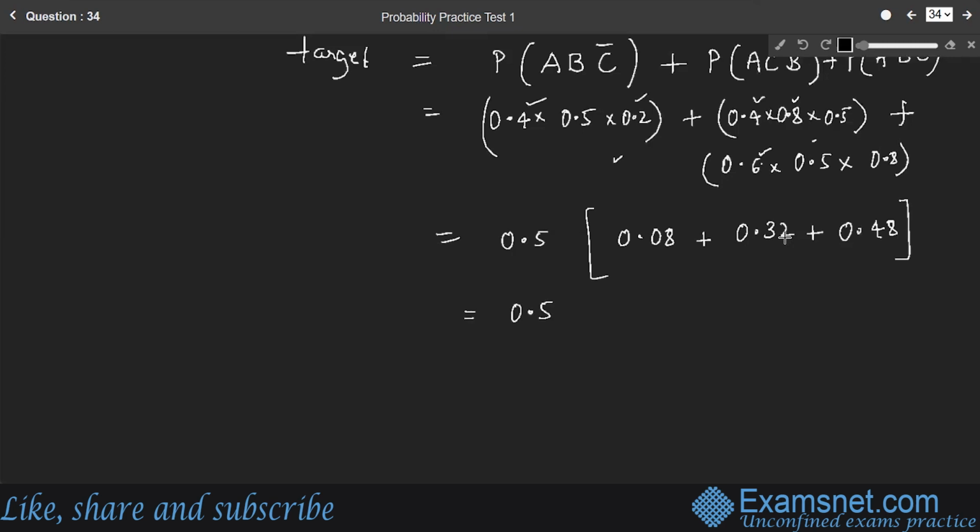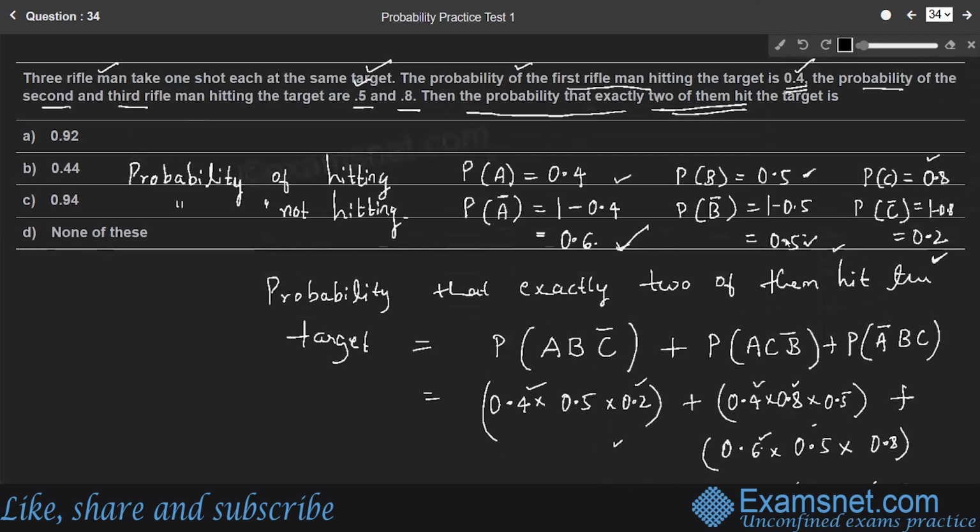Therefore, 0.5 into the sum of these. So 8 plus 2, 10 plus 8, 18. Then 3 plus 1, 4 plus 4, 8. So 0.88 into 0.5 is nothing but half. Half of 0.88 is 0.44. 0.44 is the probability that exactly two of them hit the target. So option B is the right answer.